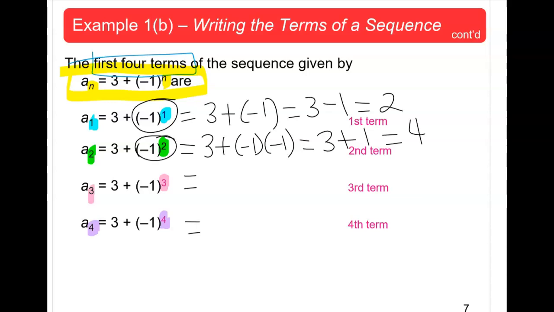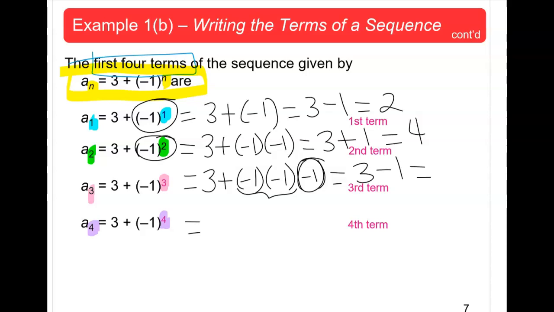For the next term, it's going to be 3 plus -1 to the third power. So in this case, we have -1 multiplying by itself 3 times. And from the first two -1s, you get a positive 1. But then positive 1 times the third -1 is going to give us -1. So this turns into 3 minus 1, and this will be equal to 2.